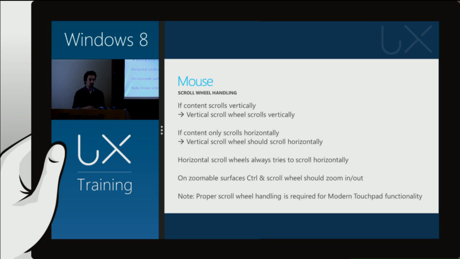So those are the new touchpads you'll see in the Ultrabooks, where you can use 2 fingers to pan, and you can actually pinch on the trackpad itself. This leverages the scroll wheel event. So make sure your app actually works with the scroll wheel properly, because then it will work with the modern trackpad.